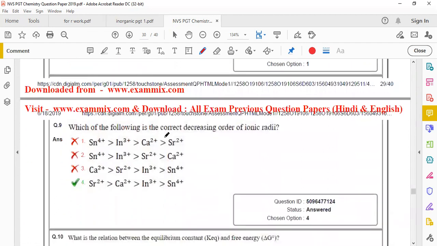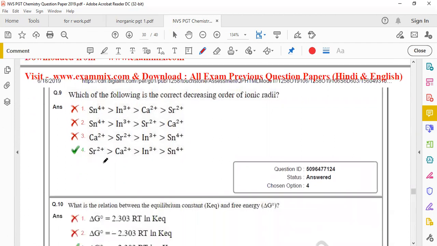Next question is, which of the following is the correct decreasing order of ionic radii? Here you can see the order of ionic radii is strontium, calcium, indium and stannous or tin. This will be the correct decreasing order of ionic radii. That means strontium has bigger ionic radii than calcium 2+, then calcium has bigger ionic radii than indium 3+. Indium 3+ has greater ionic radii than stannous or tin 4+.